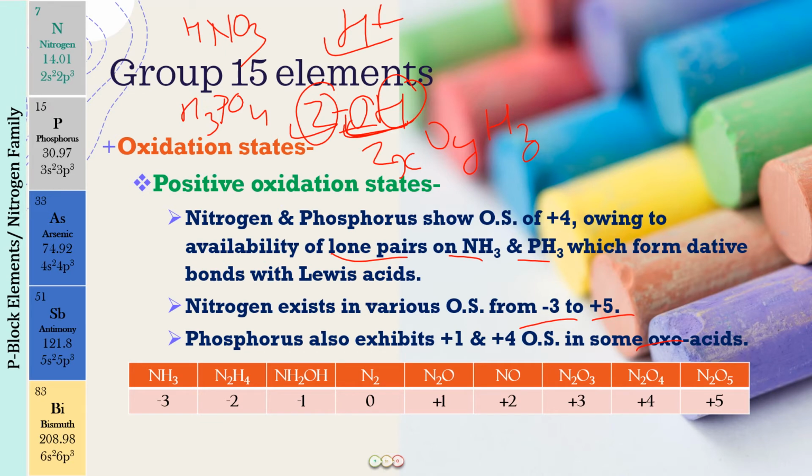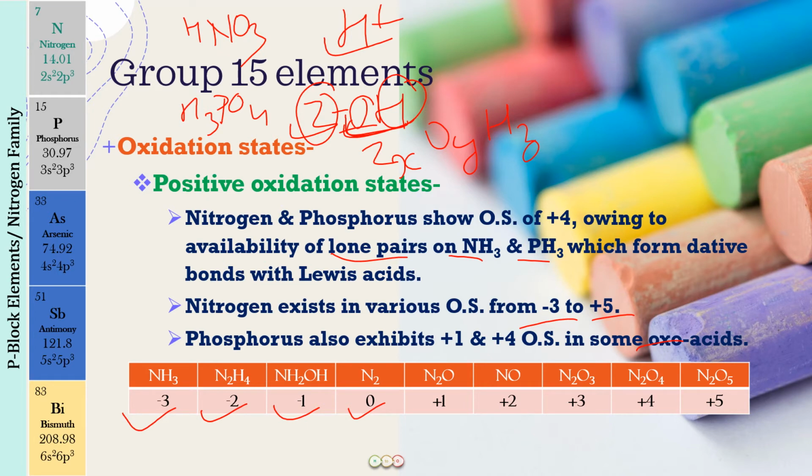So these are now the oxidation states of nitrogen. Nitrogen in the -3 oxidation state is seen in NH3. N2H4, hydrazine, I told you just now, has a -2 oxidation state. NH2OH, hydroxylamine, has a -1 oxidation state. When nitrogen or any element is in its elemental state, the oxidation state is always 0. So N2 has 0 oxidation state.